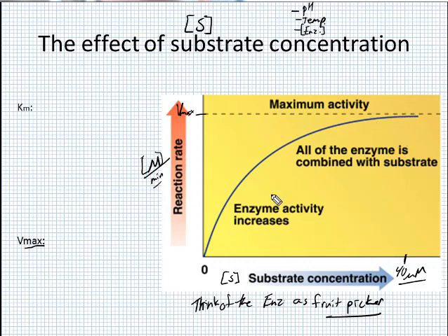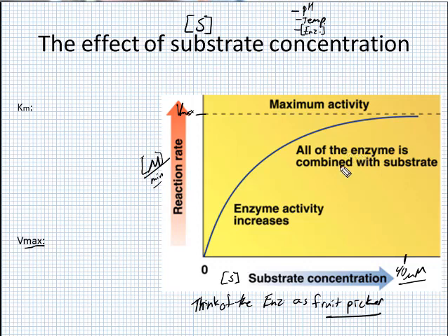Up here is where we have a lot of fruit on the tree or on the vine. Down here we don't have a lot, and so the fruit picker is kind of hunting around and looking and trying to find the next apple or the next hunk of grapes to pull off the vine. So there is a significant portion of time where the enzyme is empty. It's not occupied with substrate.